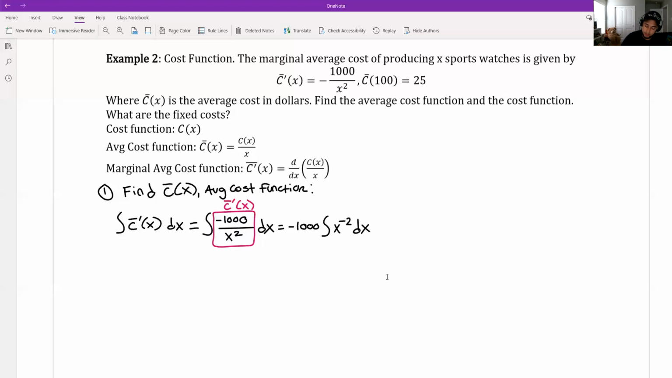Now we are ready for the antiderivative, which means we just worry about this part, X to the negative 2 dx, which we will power rule. It's the most popular rule, which means we get negative 1,000 bracket. You power rule x to the -2, and that should give me x to the -1 over -1.